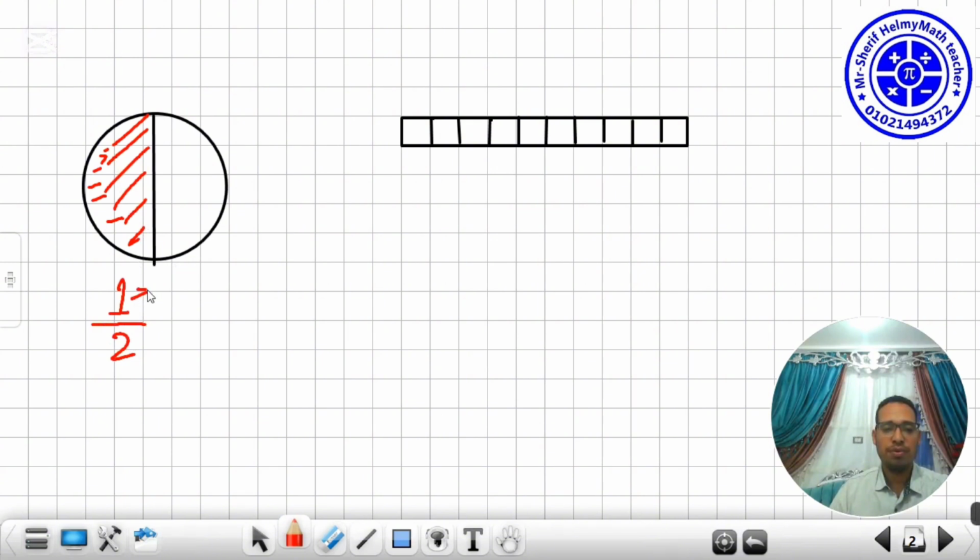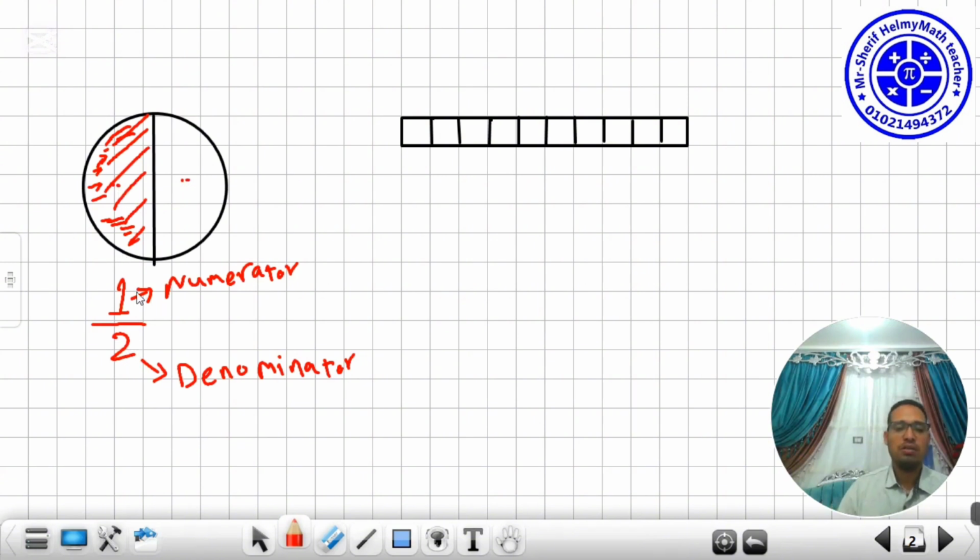The number up is called a numerator. The number down is called the denominator. So the number up is 1 because I colored one part, and the number down is 2 because we have two equal parts, so we wrote here 2. Here is the numerator and here is the denominator. Okay, this is the fraction.